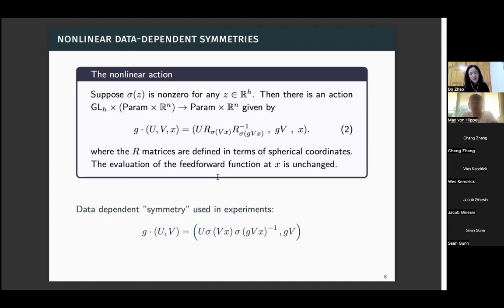I put the symmetry in quotations here because it's not exactly a symmetry, in that it does not really satisfy the unit axiom and the transitive property of the group action. Nevertheless, it approximately preserves the loss. So it's like an approximation of equation 2 shown here.